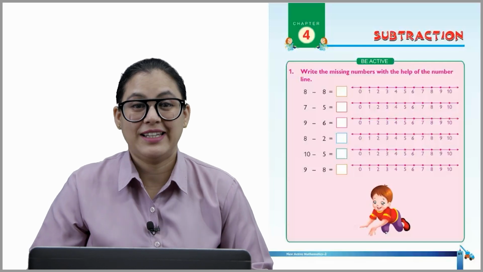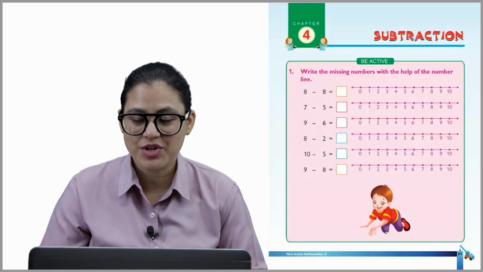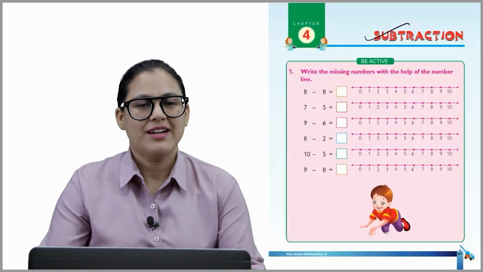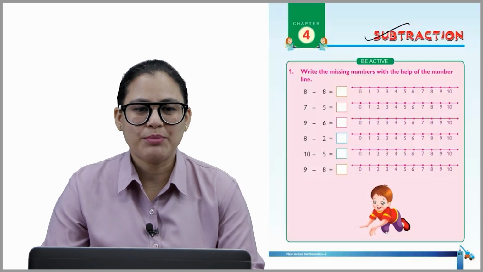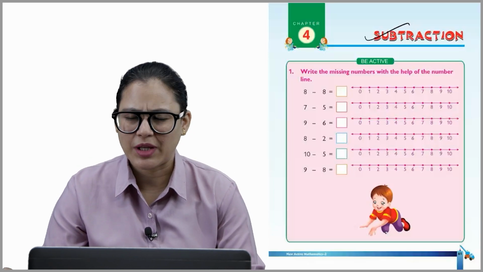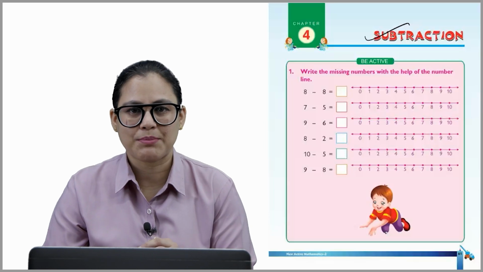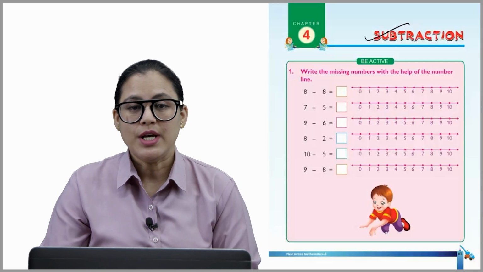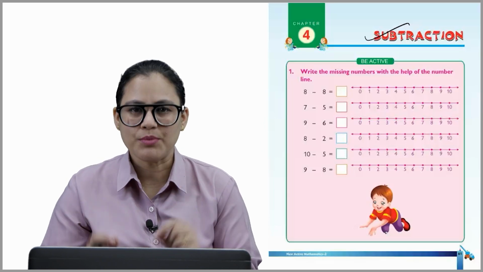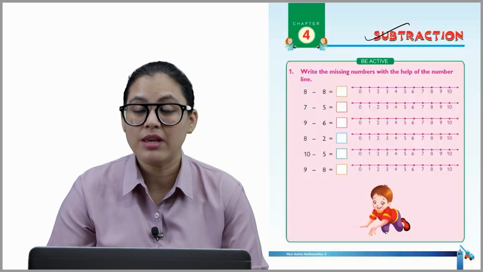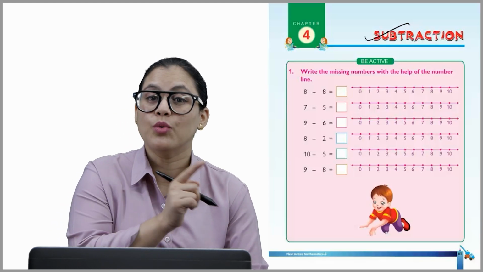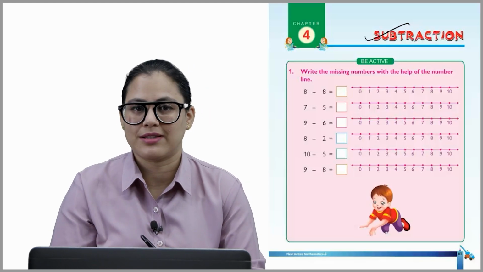Let's start today's chapter, subtraction. Write the missing numbers with the help of a number line. Remember students, in this chapter we're going to learn about subtraction. So whenever we subtract on a number line, we move backward, that is left side, right?